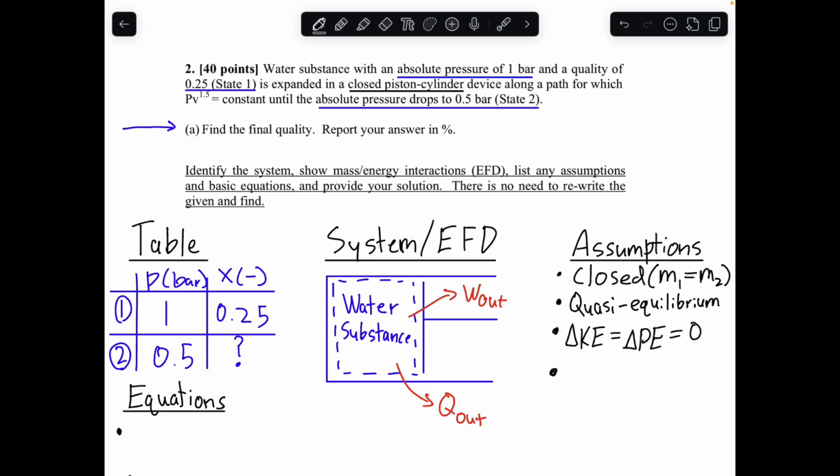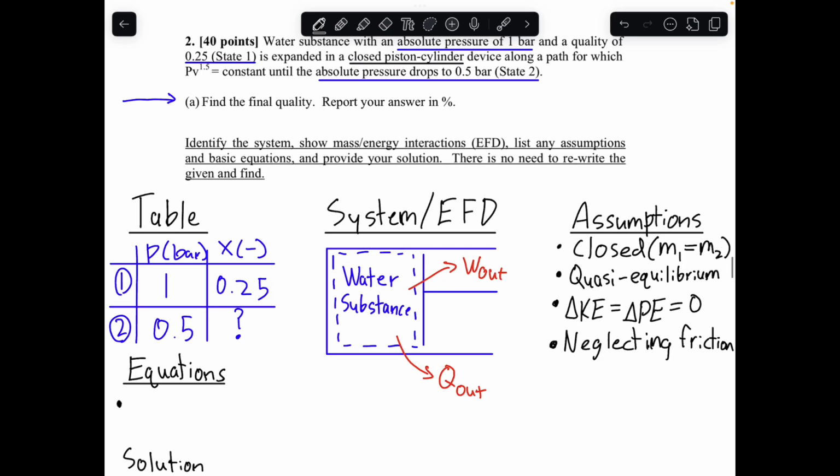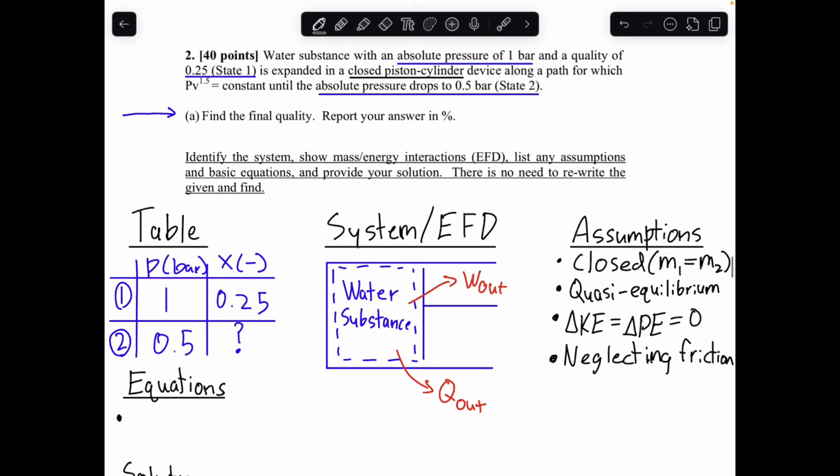And the last thing I notice about this problem is that we can say that we are neglecting any friction between the piston and the cylinder that houses it. So we can say that this piston, as it moves, it's not going to be rubbing against the walls of the cylinder at all, which would really affect the work that we're able to get out of the system. And it doesn't give us anything about friction coefficients or anything like that, so we can just neglect that friction. Okay, that seems like a good list for now. And then we'll move on to equations.